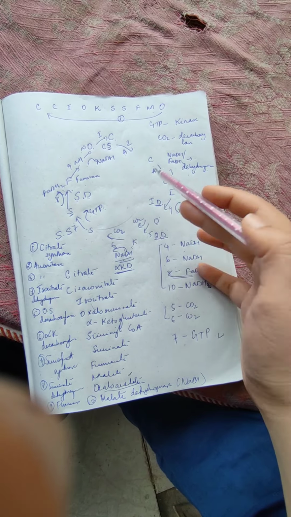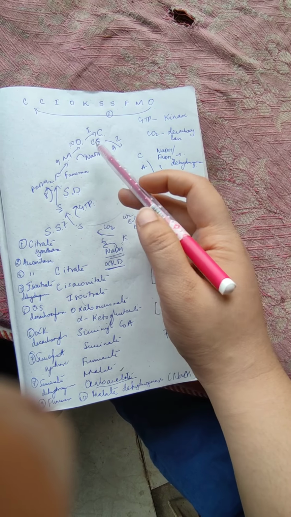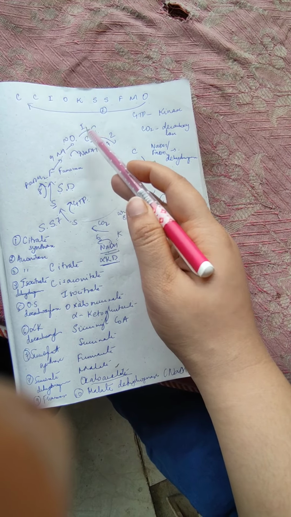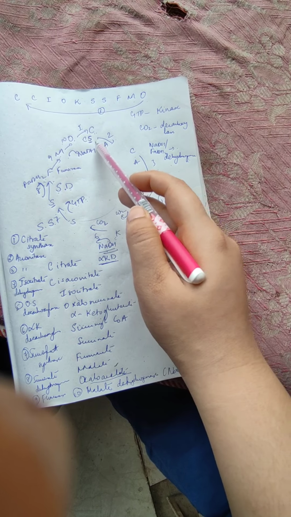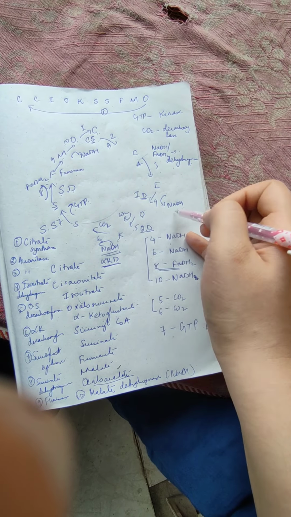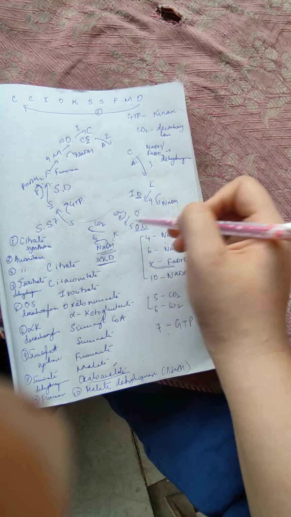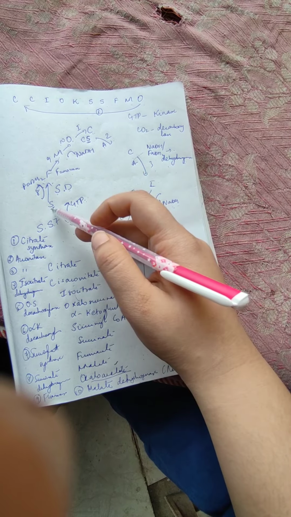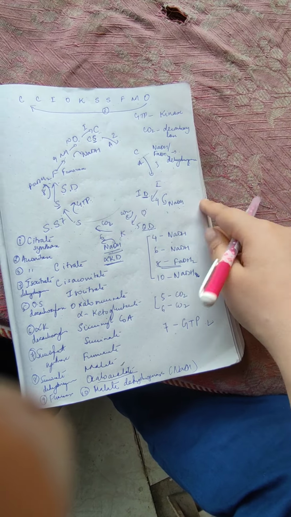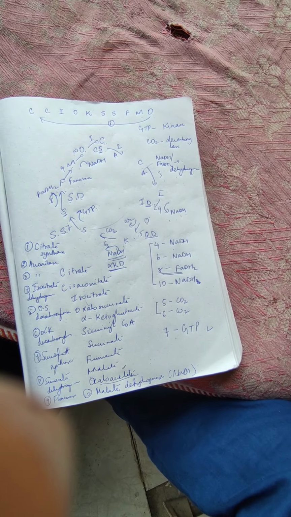You just have to remember what is actually happening over here. Over here citrate is getting produced, so that's why citrate synthase. And then depending upon whether carbon dioxide is released, or NADH or FADH2 is produced, the enzymes are named in that way. So this is how we remember.